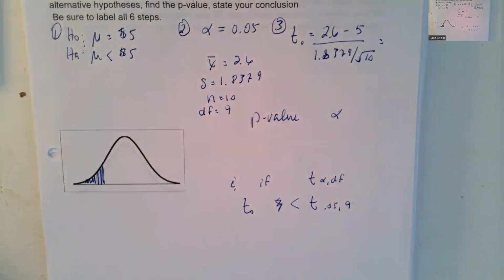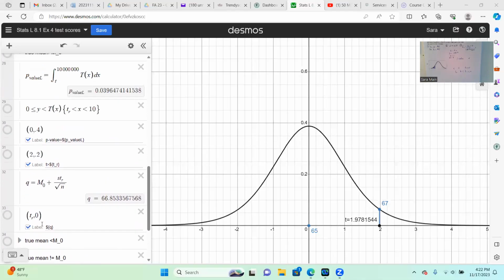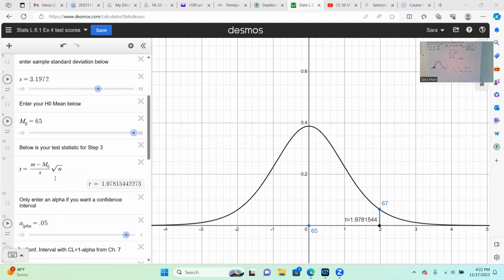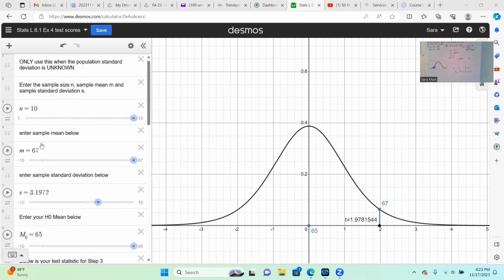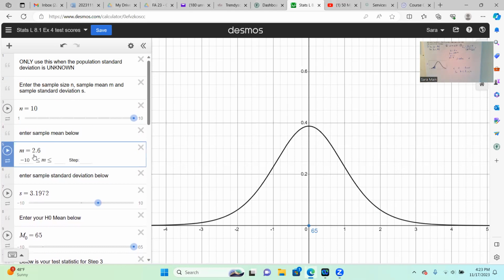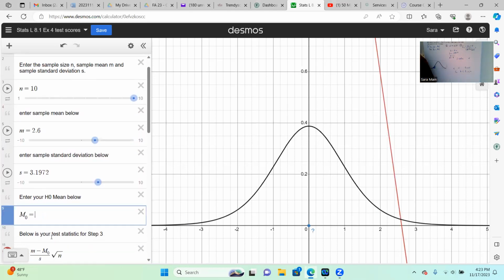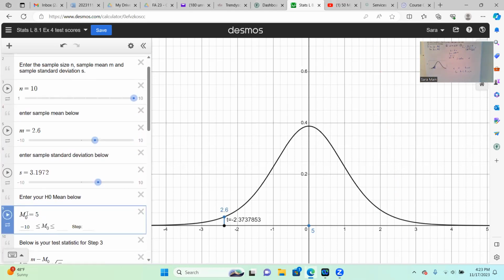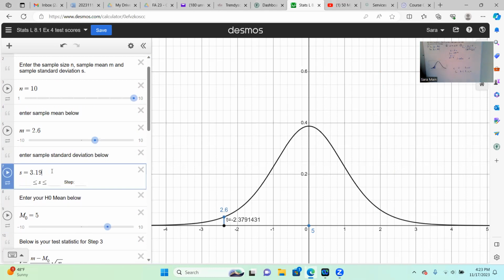So let's just head to Desmos. I am going to go up here. Sample is 10 still, and our sample mean was 2.6. What we're testing against is 5. Our standard deviation is 1.8379.